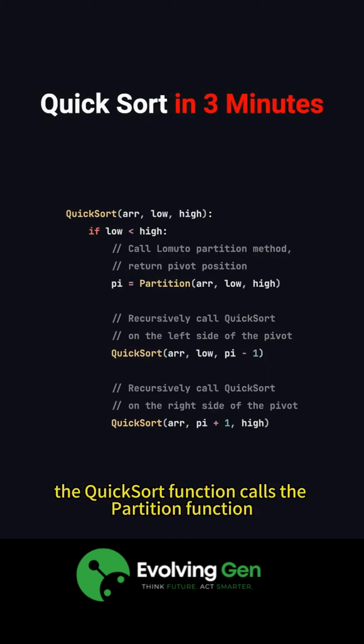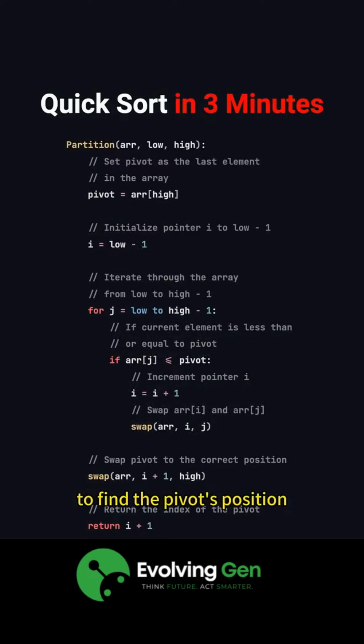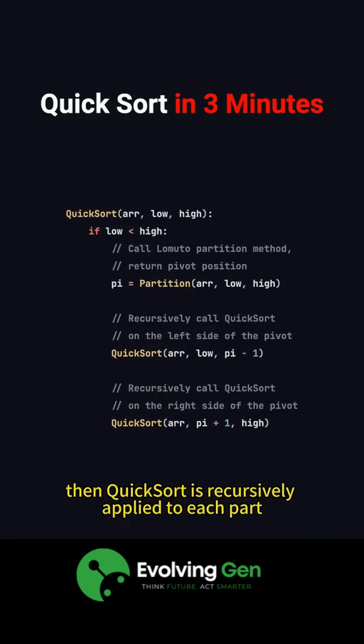The Quicksort function calls the partition function to find the pivot's position, splitting the array into 2 parts. Then, Quicksort is recursively applied to each part.